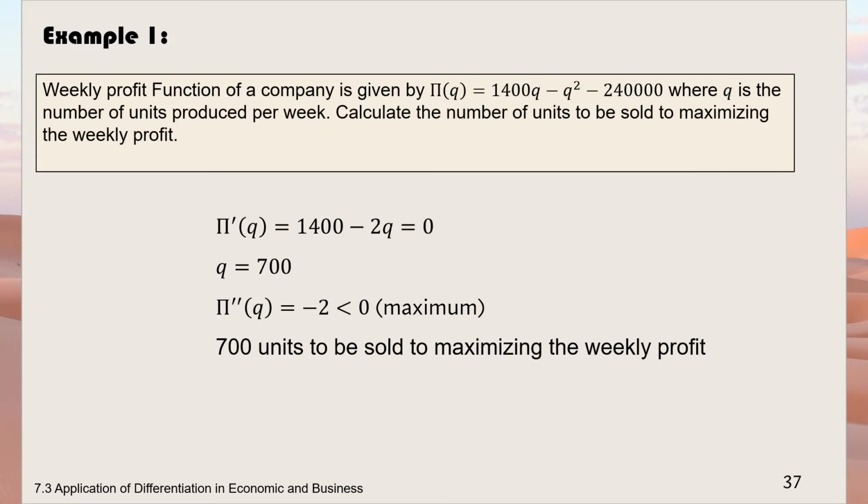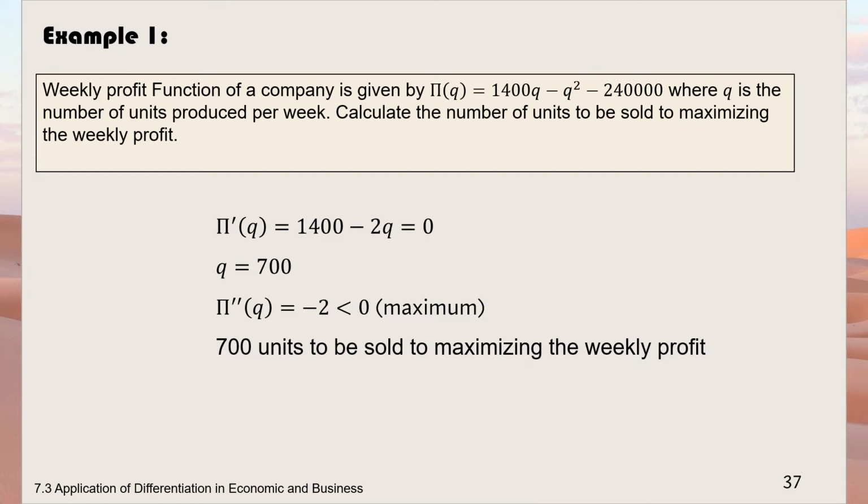Now, example one. The weekly profit function of a company is given by pi(q) = 1,400q - q² - 240,000, where q is the number of units produced per week. Calculate the number of units to be sold to maximize the weekly profit.